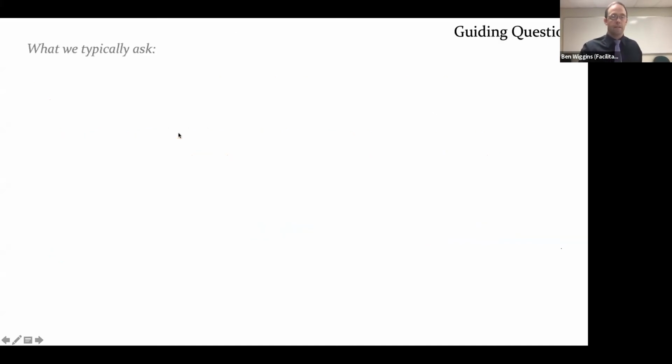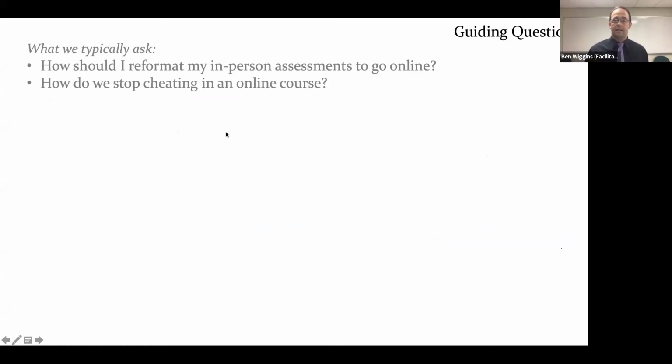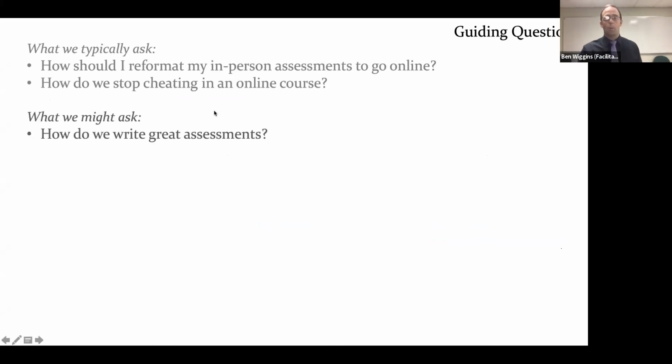Okay. So here's what we typically ask when we think about assessments. We ask, especially in March and April, how should I reformat my assessments to fit into this Zoom world? And that is a completely reasonable question. We also ask, how do we stop cheating? And it feels like cheating is more in our faces, is more ever present now that students are in their own rooms. But what we might ask is a more core question to that.